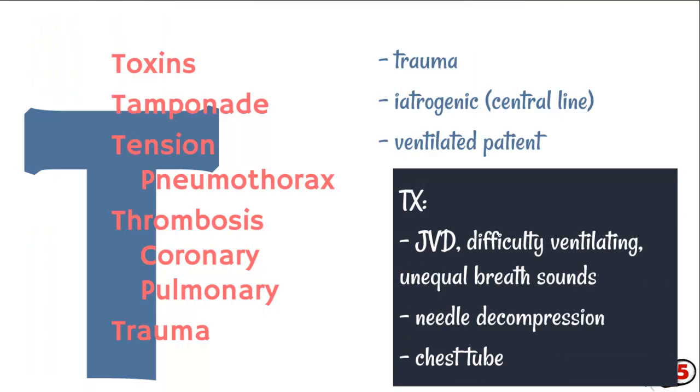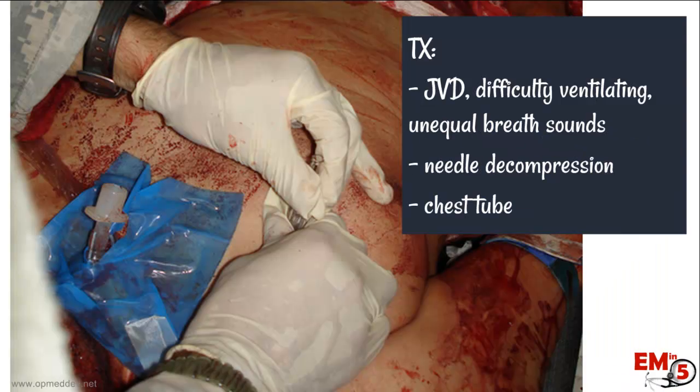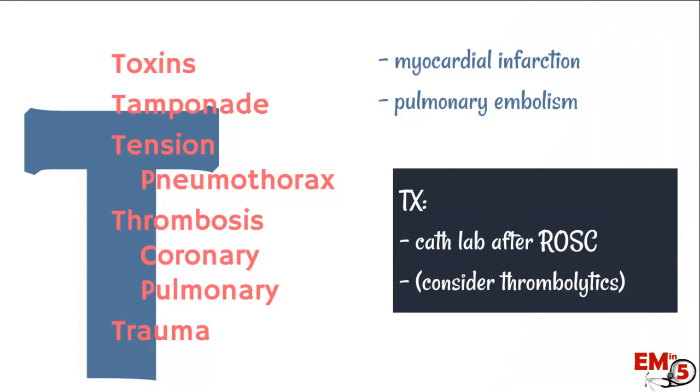Next up is tension pneumothorax. This is probably most commonly from trauma, but think about it maybe being iatrogenic, like if you've recently put a central line in a patient in the ICU or in the ER, or a ventilated patient that's crashing. Here, you're going to look for signs on exam: JVD, difficulty ventilating, unequal breath sounds. And what you're going to do for these patients is a needle decompression and then eventually put in a chest tube.